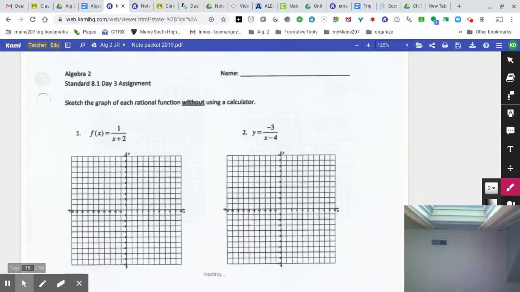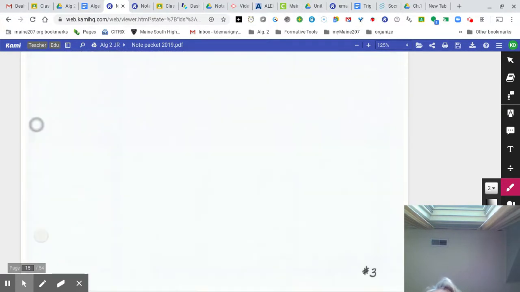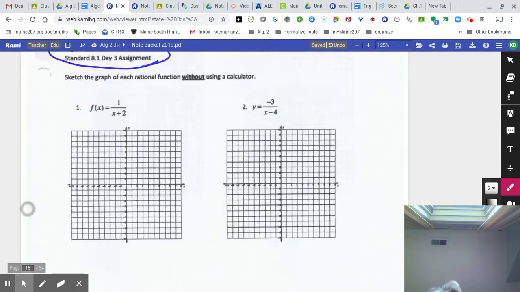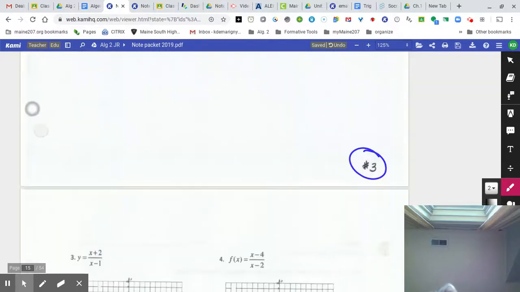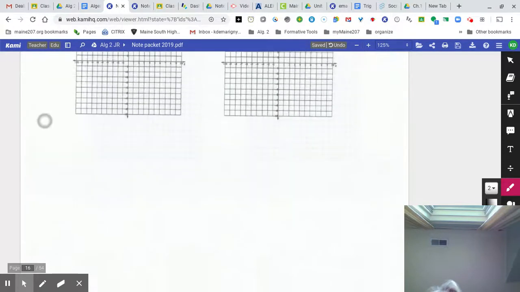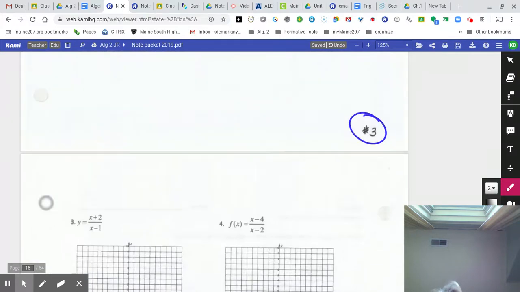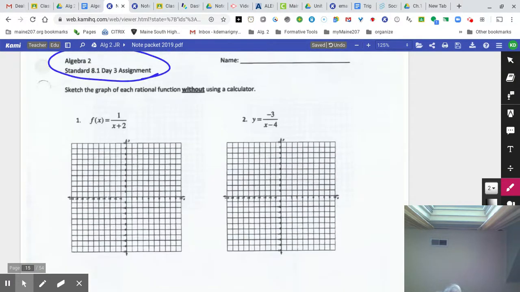And your homework is this worksheet. This one is worksheet number 3. There are 2 questions on the front and 2 questions on the back. So you do have 4 questions to do for your homework.